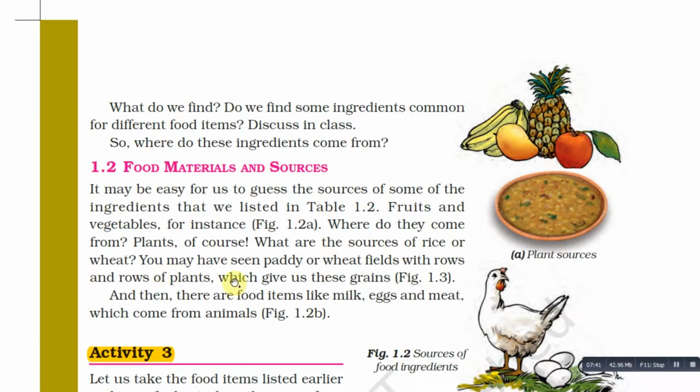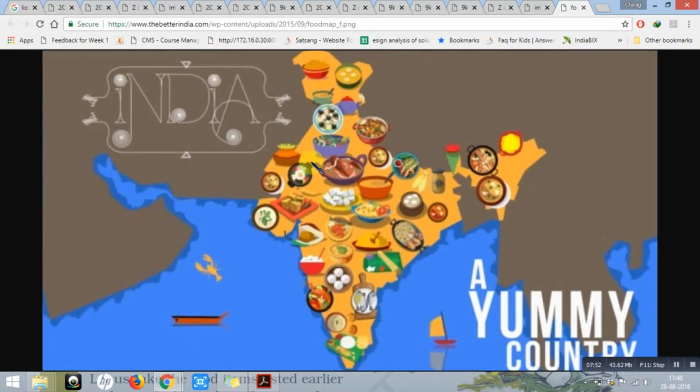Before reading this topic, I would like to tell you something about the food we are eating in India. So say this is the India map. Now there are different types of sources. Suppose this is a coastal area. Here, generally what is available in abundant quantity is rice. Rice is available in abundant quantity in this part of India.